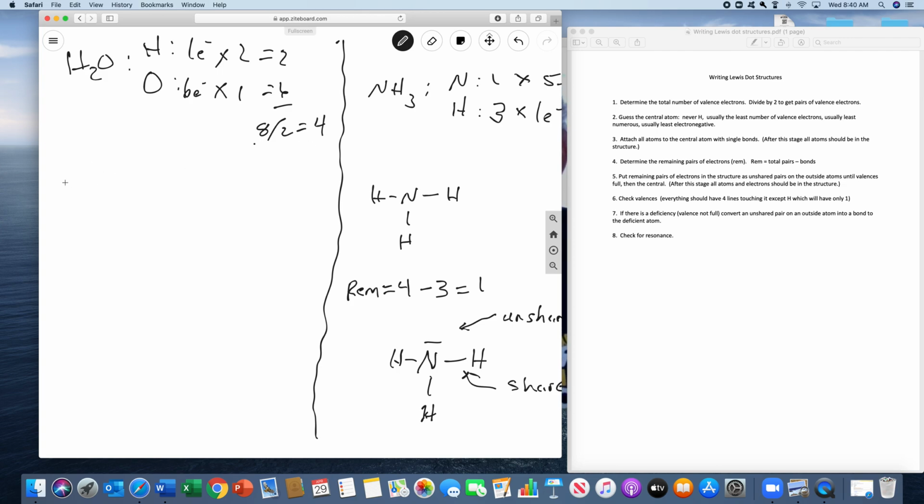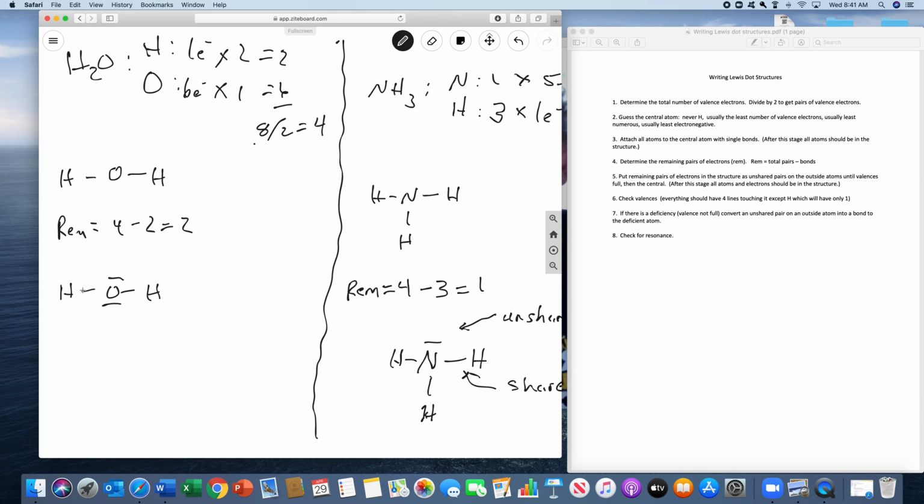So then we say, okay, oxygen's going to be the central atom. Draw it like that for now. Then my remaining pairs, I had 4. I've used 2. I have 2 pairs. Those 2 pairs can't go on the hydrogens. Remember, thou shalt not attach more than 1 line to hydrogen. So we go H, O, H, and we'll put them in here.